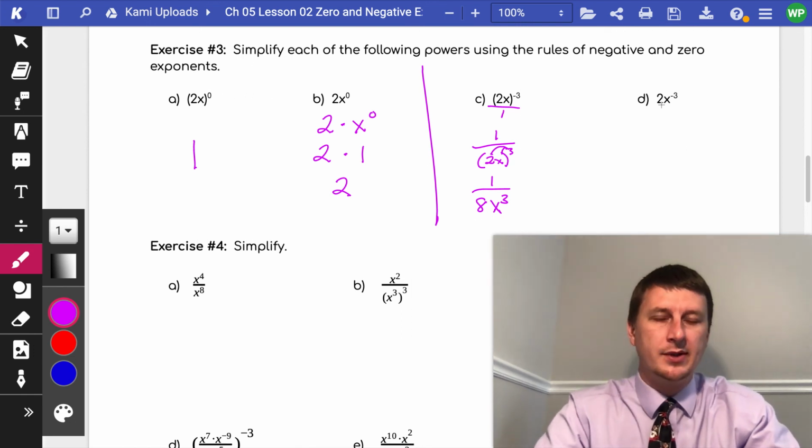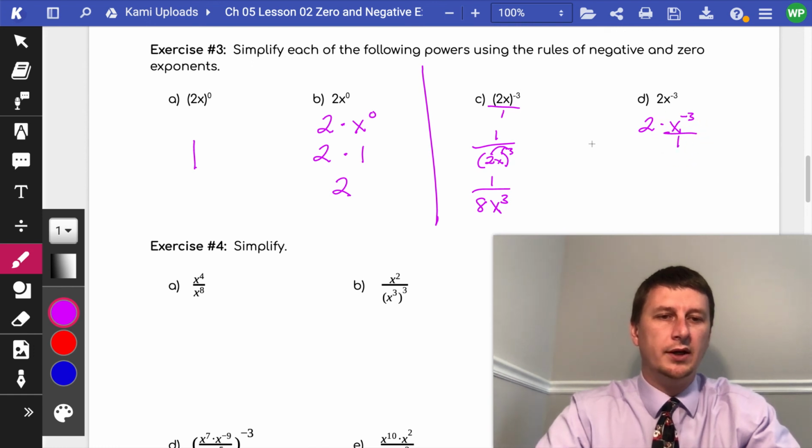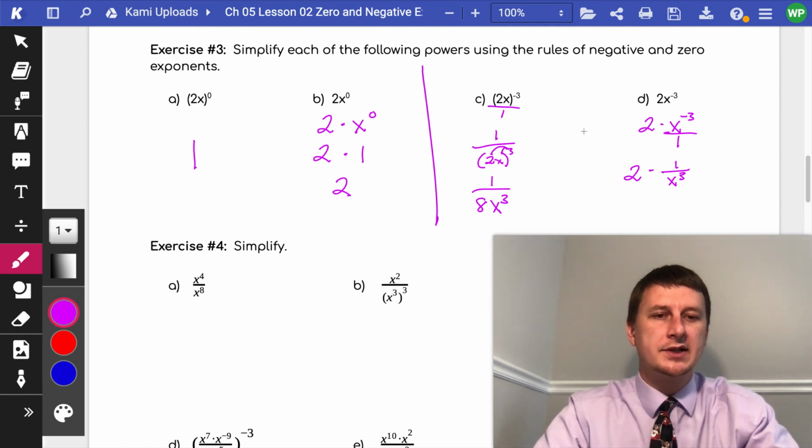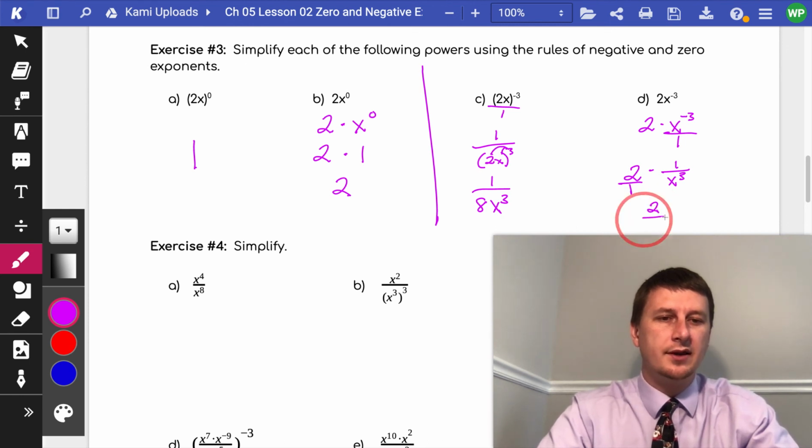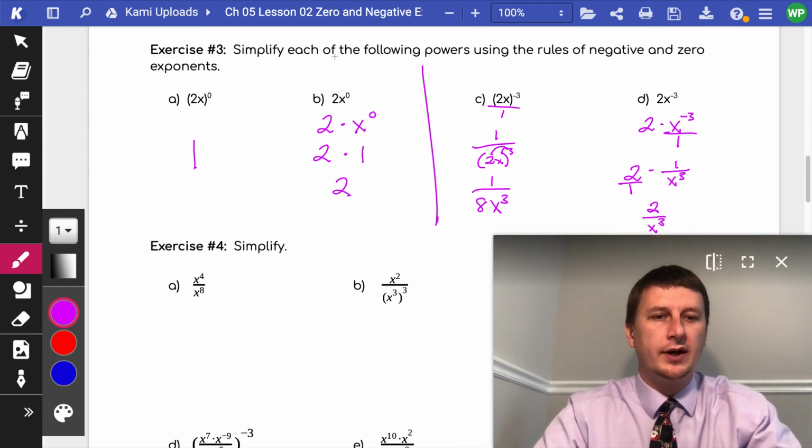Whereas in part D, now we take those parentheses away, this really says 2 times x to the negative third. So this negative third exponent is only connected to the x. So this is over 1. So this really says 2 times 1 over x to the third. So we're only taking the reciprocal of what's connected to the negative exponent here. So this is really 2 times 1. When we multiply across, we get 2. And 1 times x to the third is x to the third. So simplified, this is 2 over x to the third.